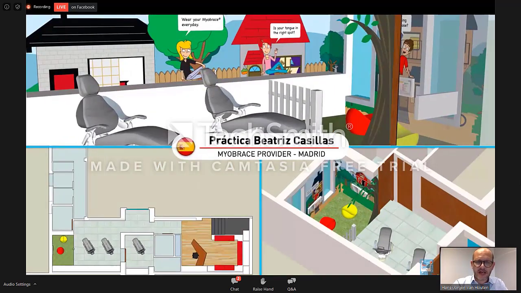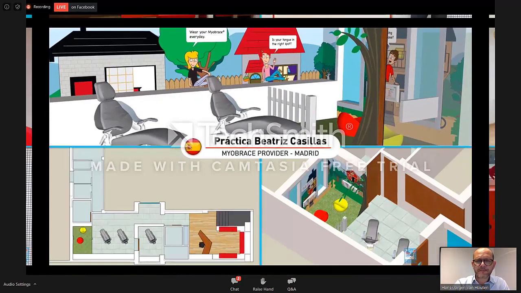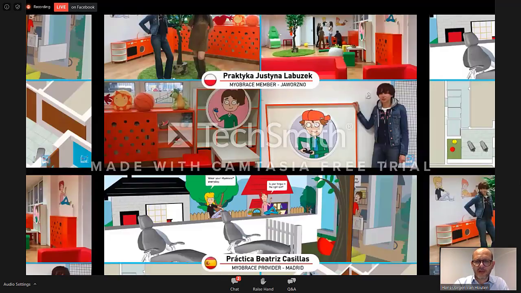So this is a clinic that they are building, that we started with before the whole situation in the world started, and it will be finished probably afterwards. This is one in Poland.